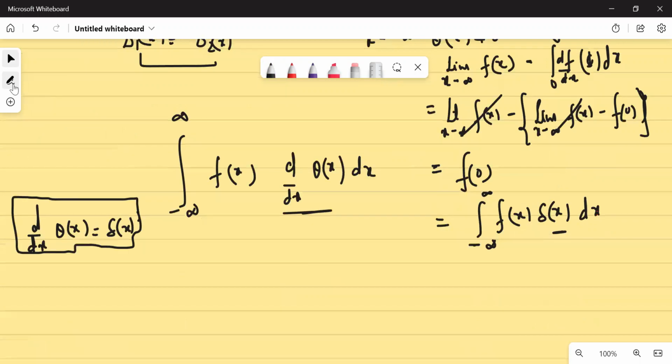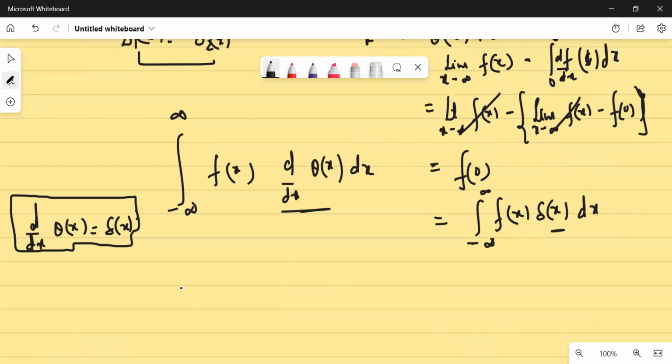Now just try to solve a problem. We'll solve it separately also. Try to find d by dx of the greatest integer function. This is homework for you, and we shall meet tomorrow. This was Arjun Taylor.